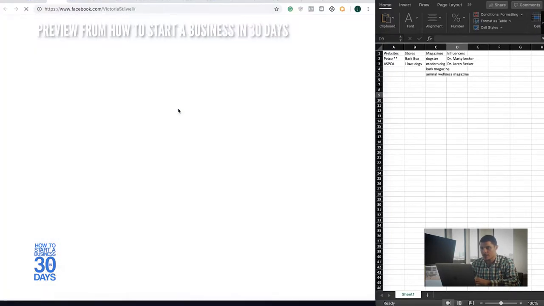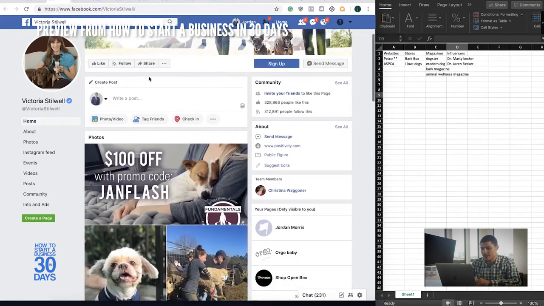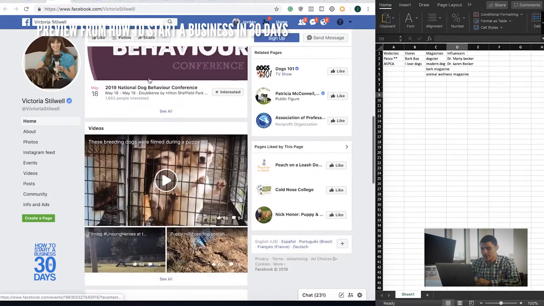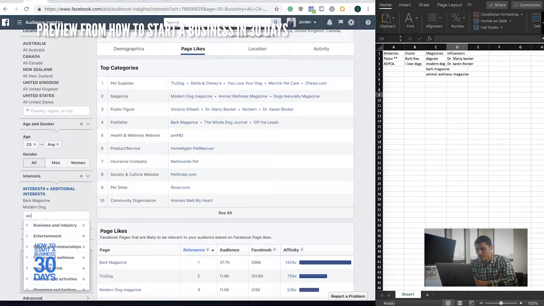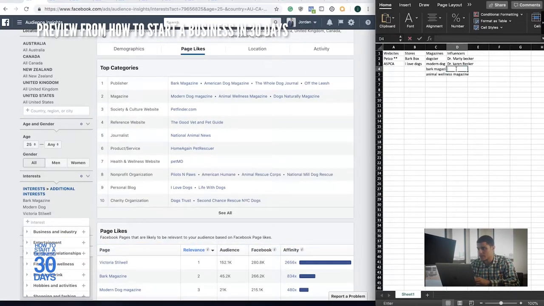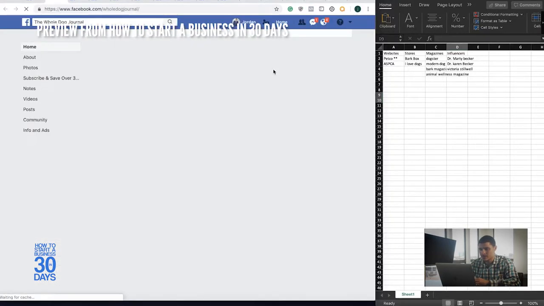Let's see what we have with Victoria Stilwell. Okay, see, like we said, you got Victoria Stilwell. She's another veterinarian, which is really good. And let's see if we have her here. Victoria Stilwell. Yes, we do. We can put her here. Victoria Stilwell. And look at all this good stuff here. Look at all this great stuff. The whole publishers, but The Whole Dog Journal. Let's look.